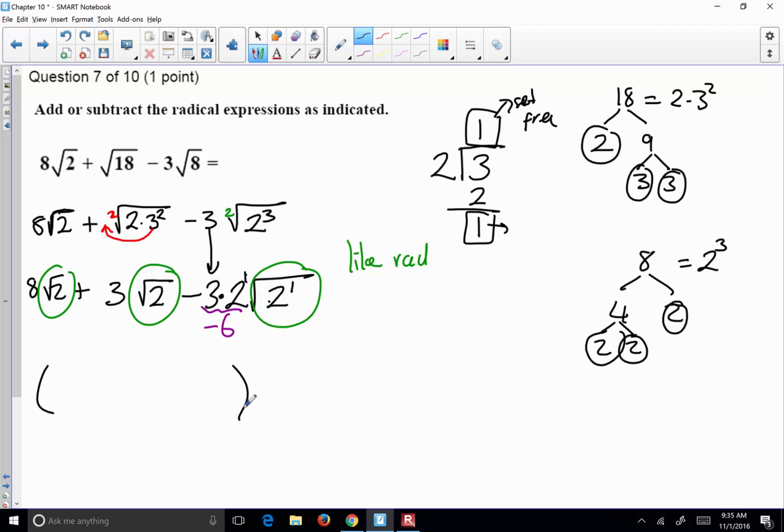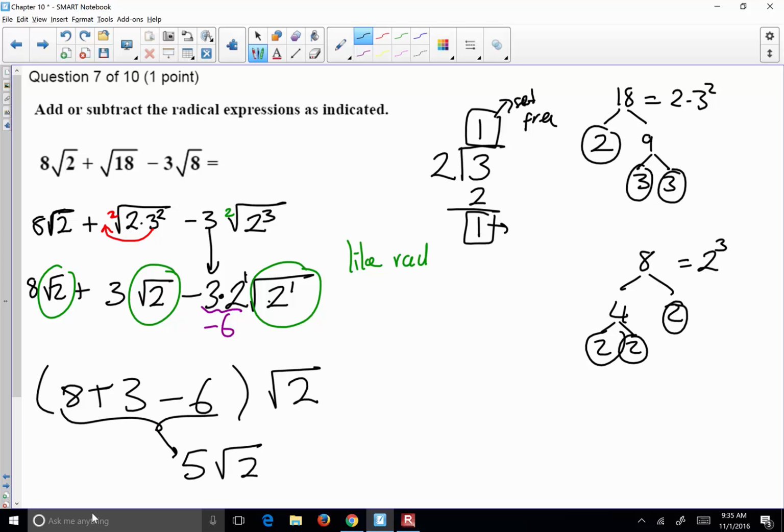So we can add them, group them in the parentheses with the single radical root 2. How? 8 plus 3 minus 6. That's 11 minus 6. That's 5 root 2. Okay? Any questions?